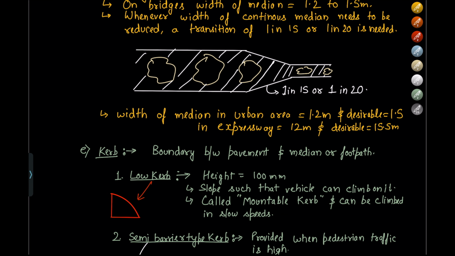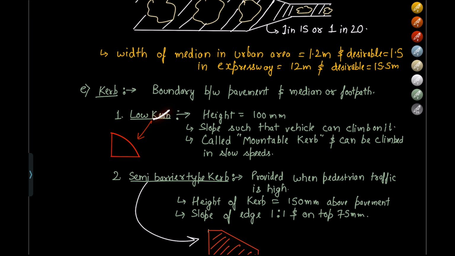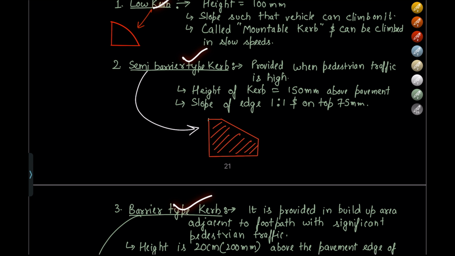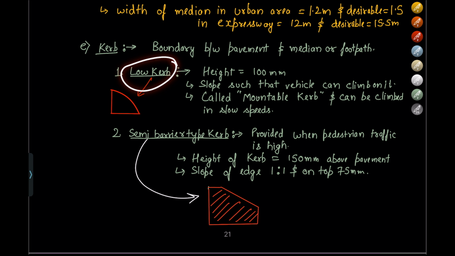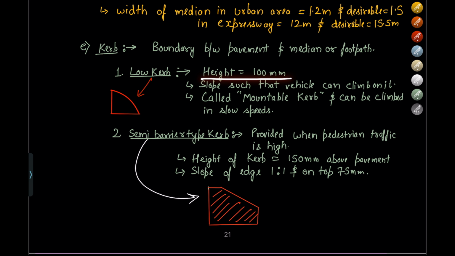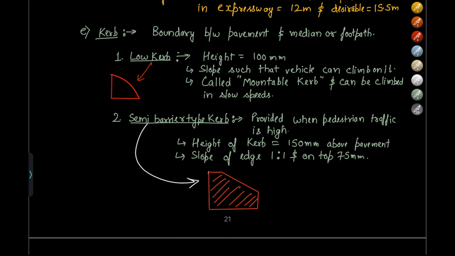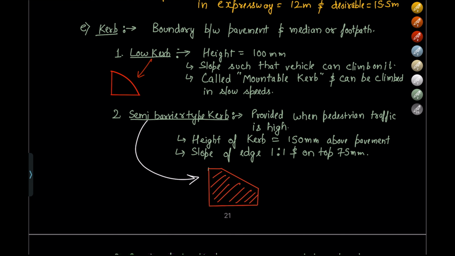So it is of 3 types. One is low curb, next is semi barrier type, and next is barrier type curb. So let's have a look at low curb. The height of the low curb is 100 mm. The slope is such that the vehicle can climb on it. It is also called a mountable curb and can be climbed at slow speed. That means whenever the vehicle is traveling at a slow pace or the speed is less, it is possible to climb on the curb in emergency situations, and it can also be used as a resting place for the vehicles.